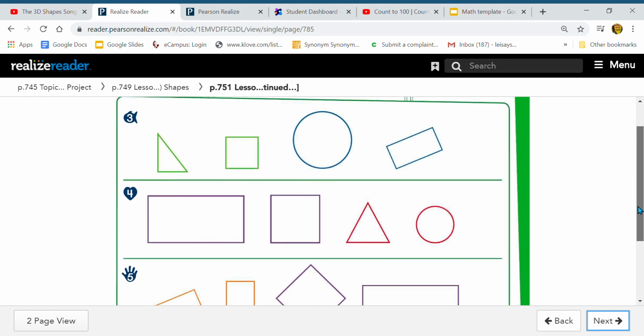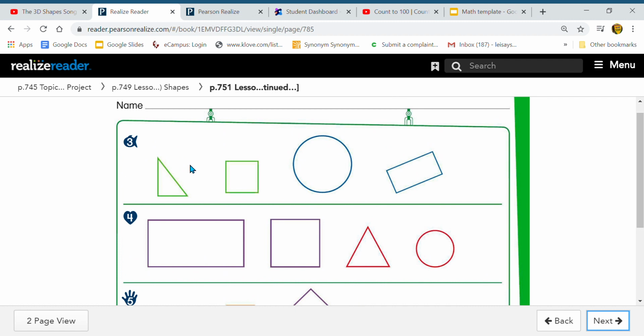All right, so the clues are, I am not round. I am not round. So we're looking at this shape, this shape, this shape, and this shape. I am not round. Now, a round shape does what? It goes around and around and round and round. So this shape says, I am not round. So what shapes could we be talking about?